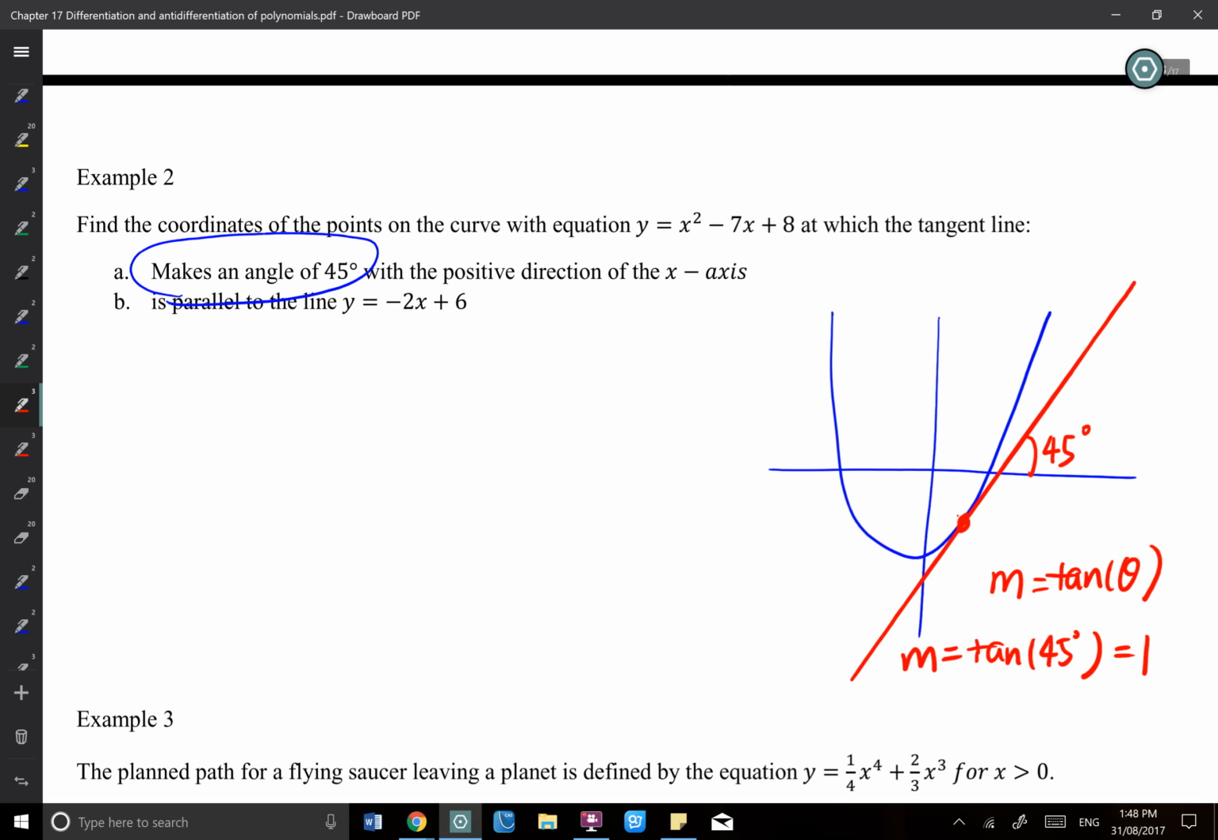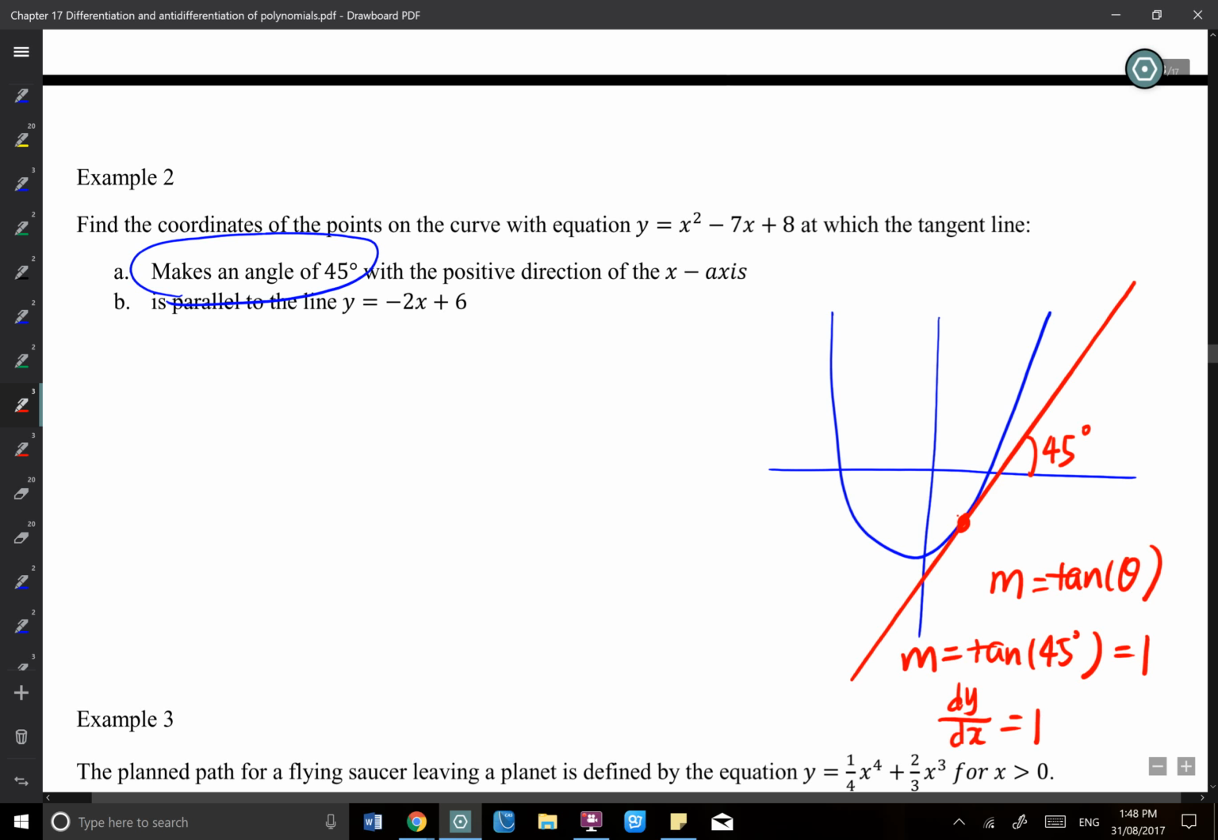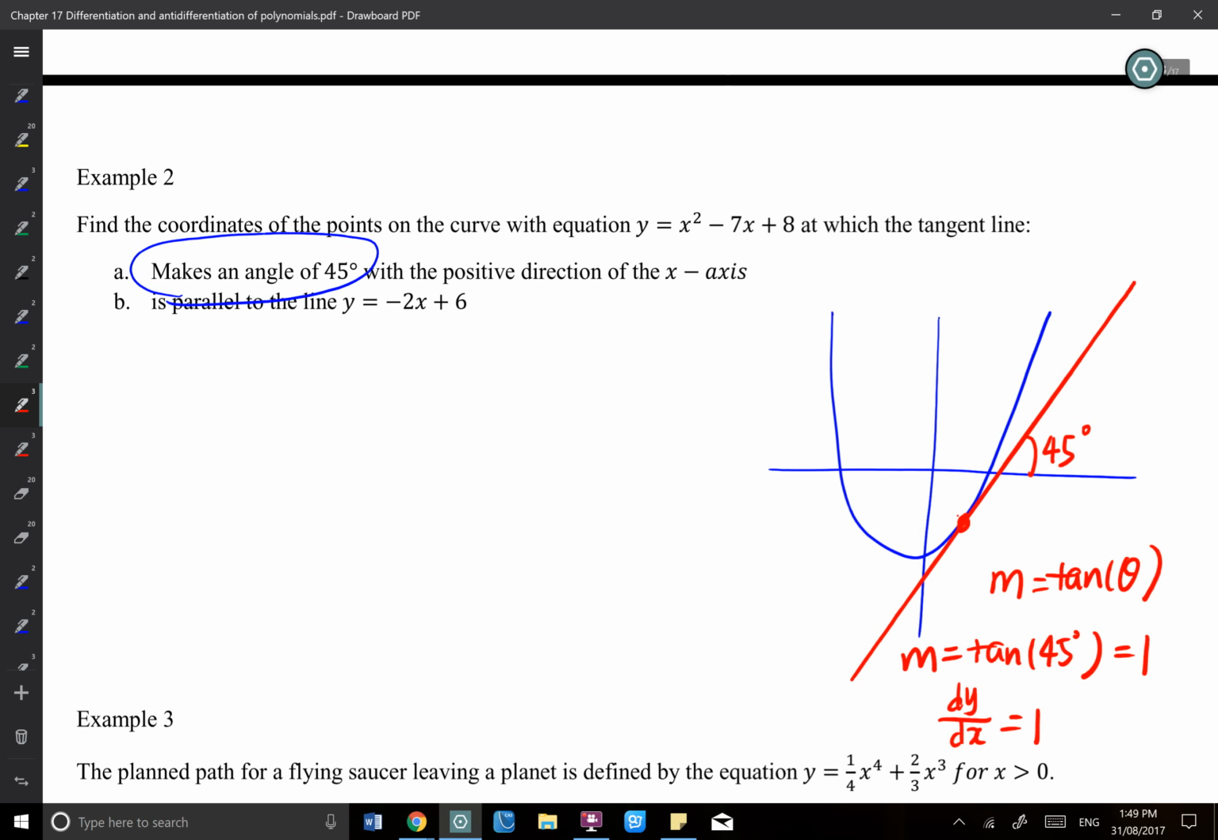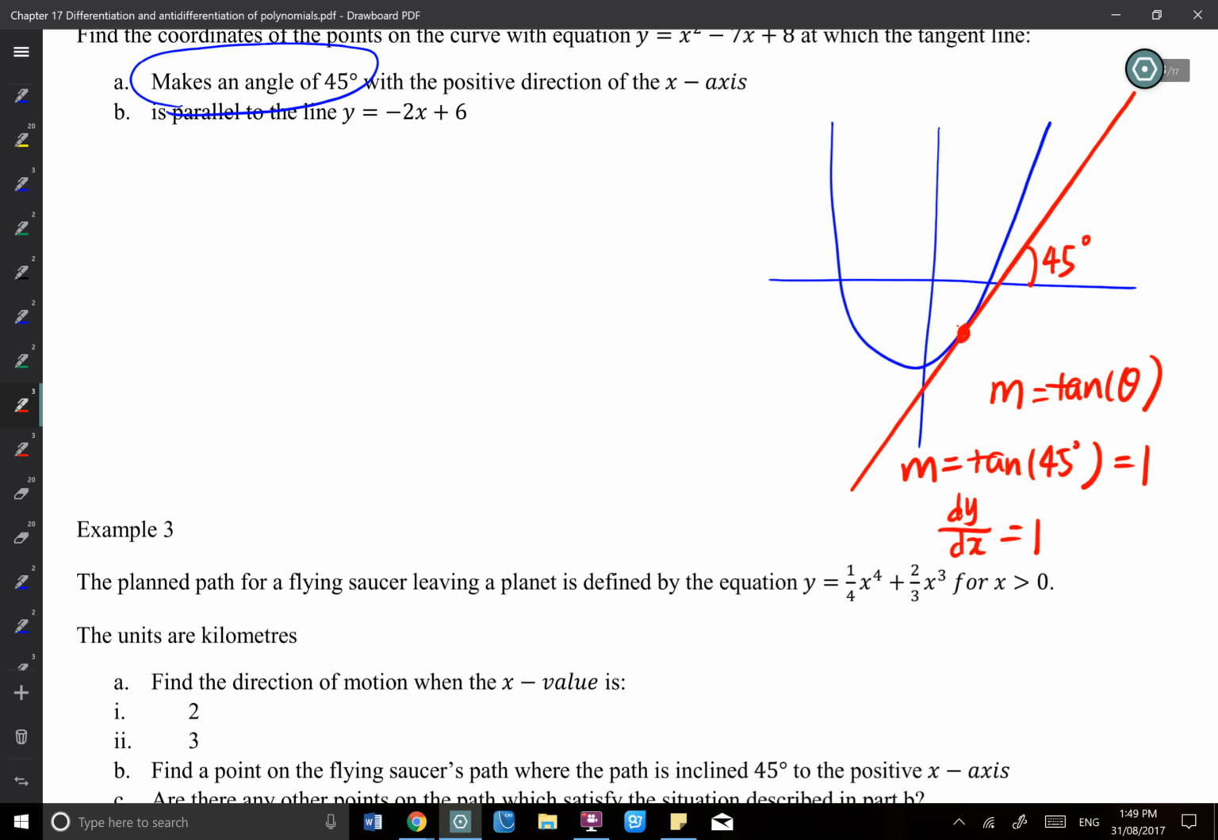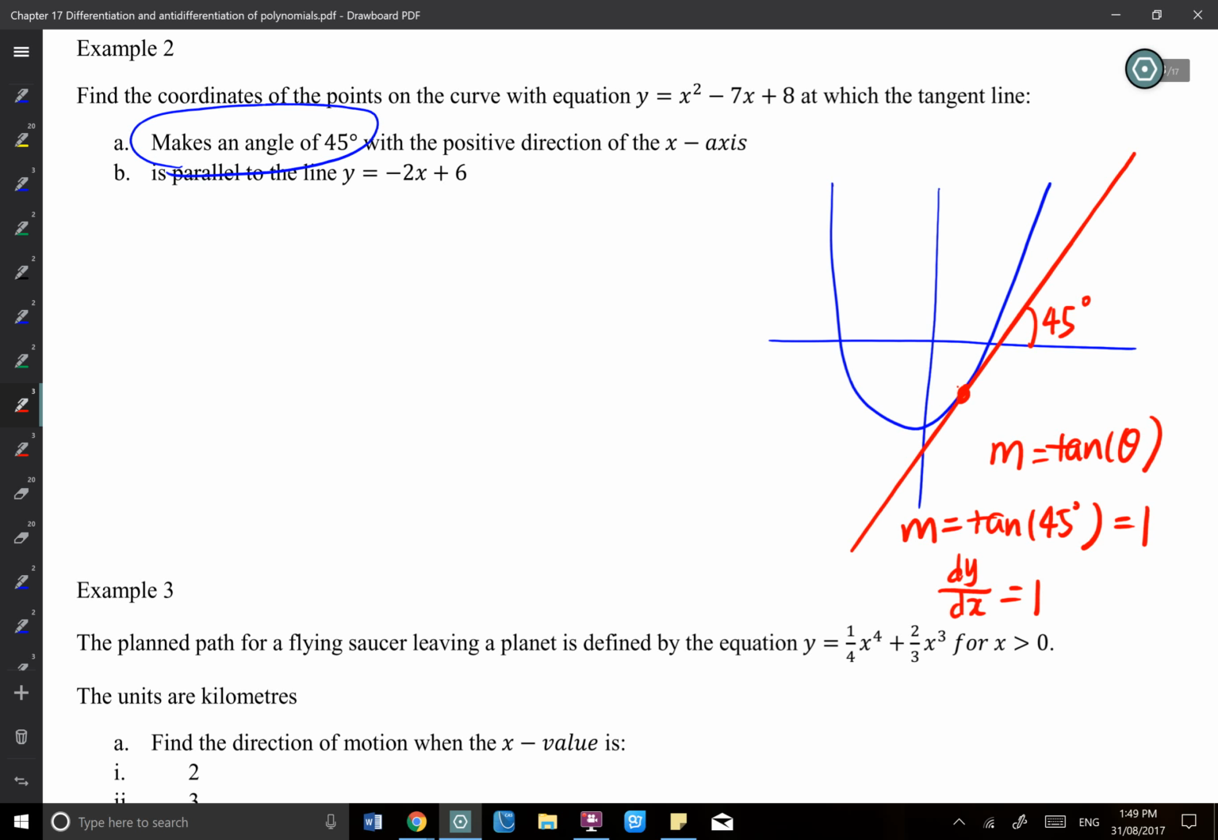What is the gradient of the tangent? Not m, use another symbol to represent it. It is dy dx. That tells us dy dx is 1. If the tangent makes a 45 degree angle with the horizontal, then tangent 45 is 1, which is the linear's gradient. So the linear's gradient is also the gradient of the tangent, which is dy dx equals 1. So you just look for dy dx equals 1.